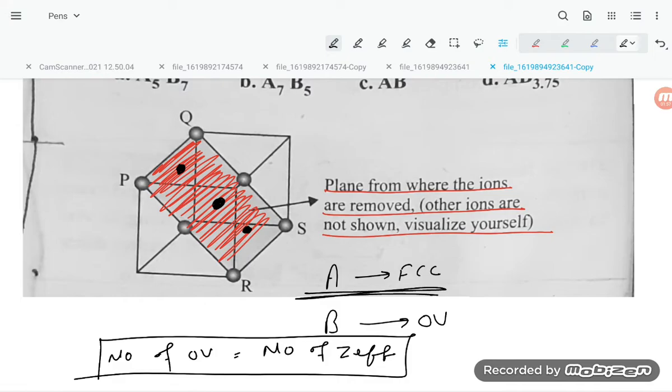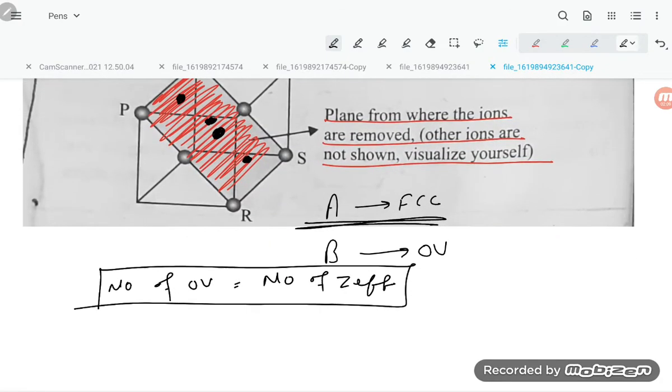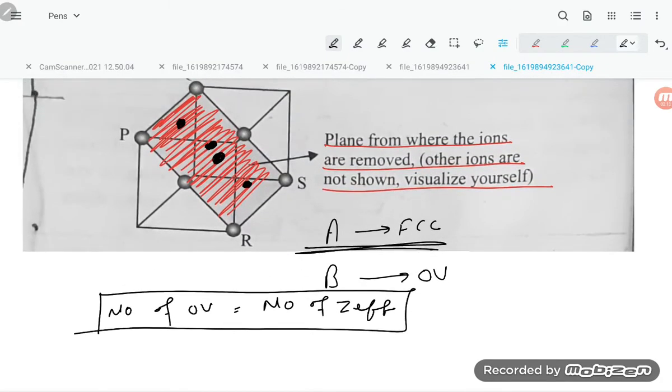Now you go to the back side, and you will find one more face where the particle is being removed. So 4 face particles are removed. Keep that in mind, students, 4 face particles are removed. Only the top and bottom particles are not removed, here and here. Other particles are being removed.